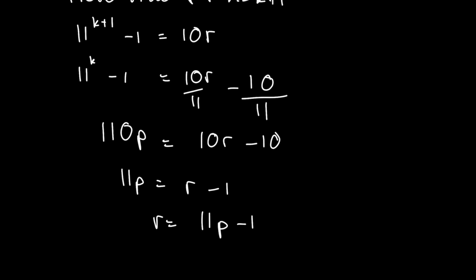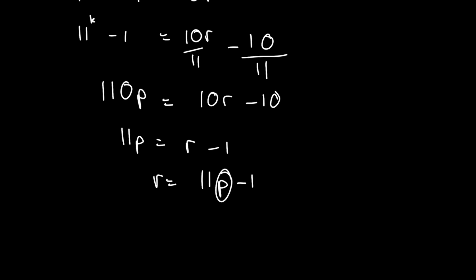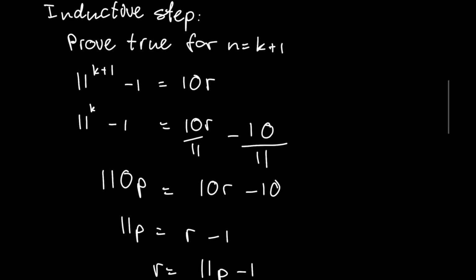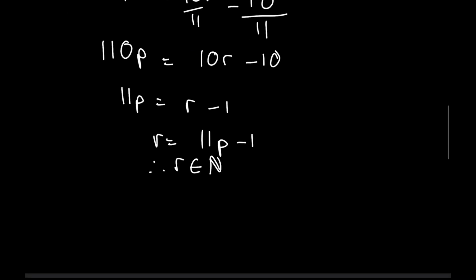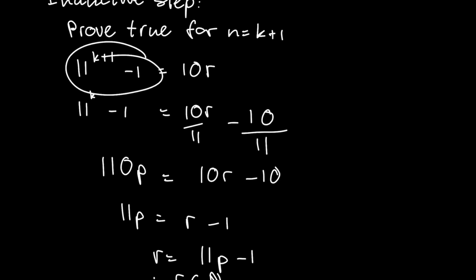And now this is a crucial moment, because we know that p is in fact an element of natural numbers. So if p is an element of natural numbers, and we multiply it by another natural number, 11, and then add 1, our r is also going to be an element of natural numbers. And it is at this point that we can therefore state that it is true for n is equal to k plus 1. And when I say it's true for n is equal to k plus 1, I can say that 11 to the power of k plus 1 minus 1 is divisible by 10, because r over here in this expression is a natural number.